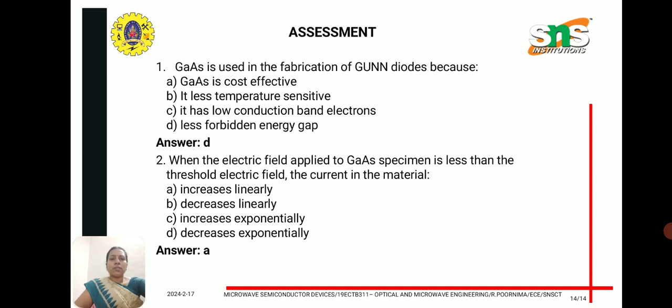These are direct bandgap materials, so they can produce oscillations. The next question is: when the electric field applied to a gallium arsenide specimen is less than the threshold electric field, the current in the material increases linearly, decreases linearly, increases exponentially, or decreases exponentially? The answer is that the current in the material increases linearly.